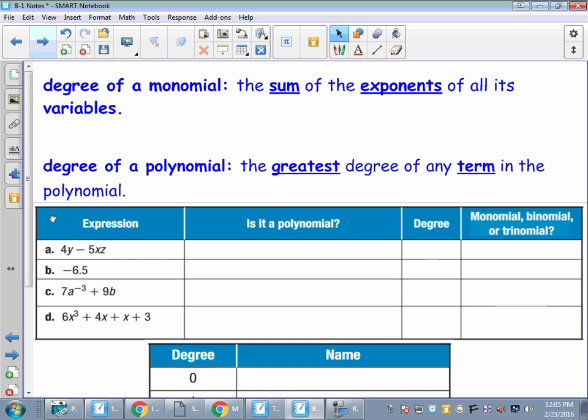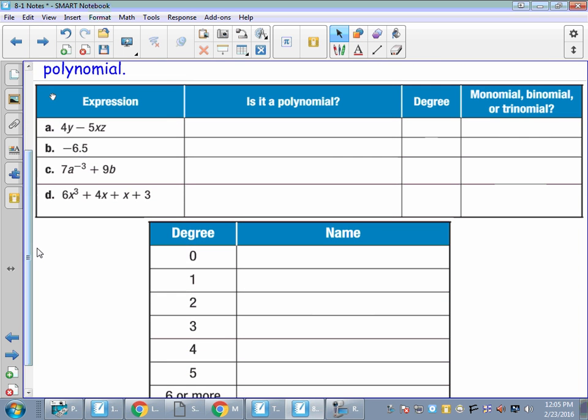So let's take a second to fill out this table, and we'll kind of play the game of, is it a polynomial? If so, what's the degree? And then is it a monomial, binomial, or trinomial? Or it could be more than that. So looking at this first one here, you have a 4y, that's a monomial. It's multiplication of numbers and variables. 5xz is a monomial, and we're subtracting them. So yes, it's a polynomial, because it's the difference of two monomials.